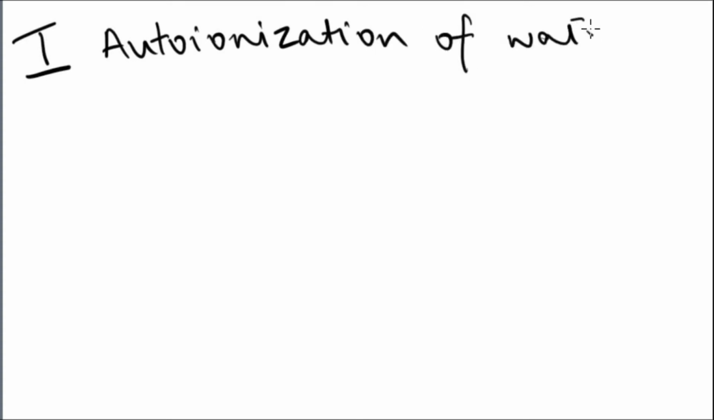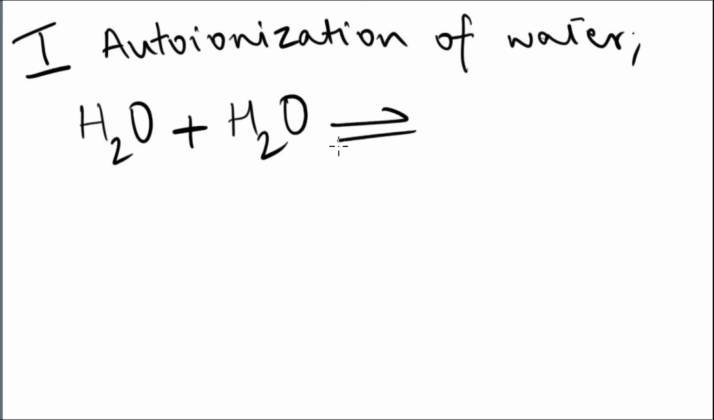Alright, now there are some terms that you need to know. So first is autoionization of water. What does autoionization mean? That water will ionize itself. So water plus water will give you hydronium ion plus hydroxide ion. So when you are asked in the exam, show the reaction of autoionization of water, this is what you need to write.